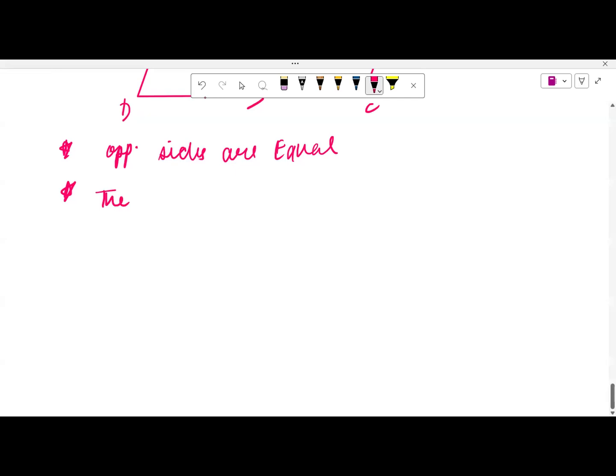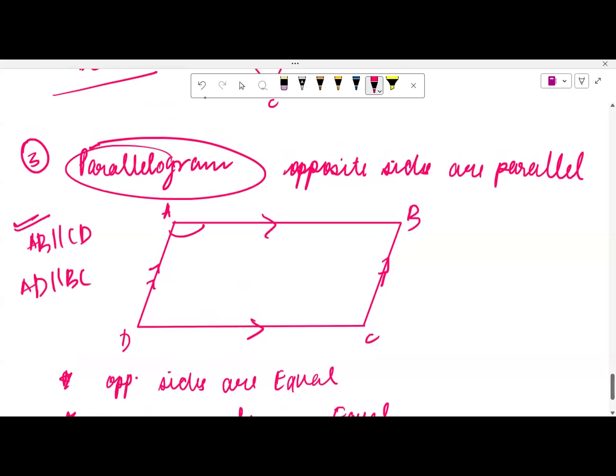Yes, the opposite angles of a parallelogram are also equal to each other. Right? So for example, you have this angle is opposite to this one. So angle A is equal to angle C and angle B is equal to angle D. Clear this much? Yes, ma'am.